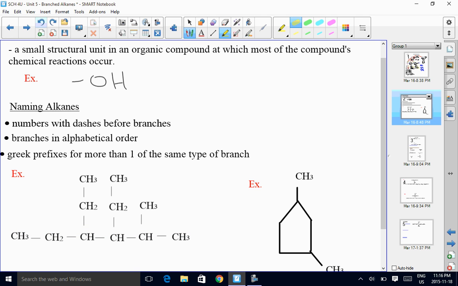So I'll give you another example. I could highlight it like this. That still gives me 6. Okay? So it's the longest continuous chain. It does not matter if it's straight or not. Okay, so let's number it.